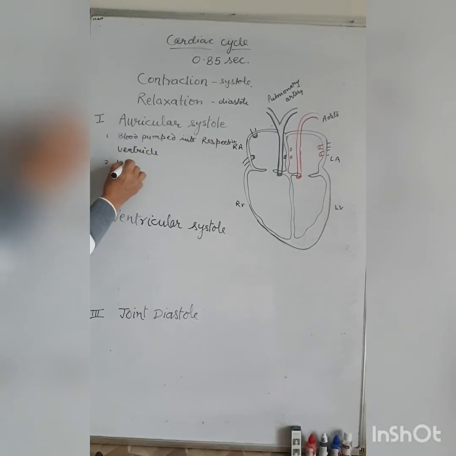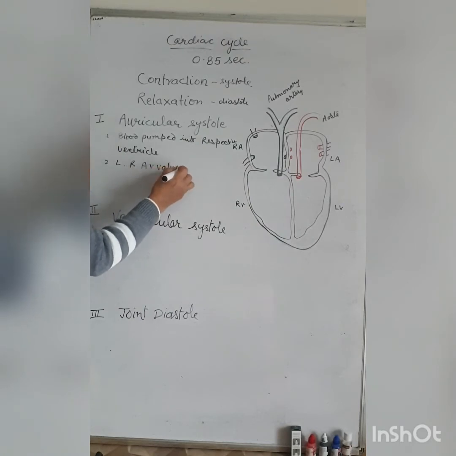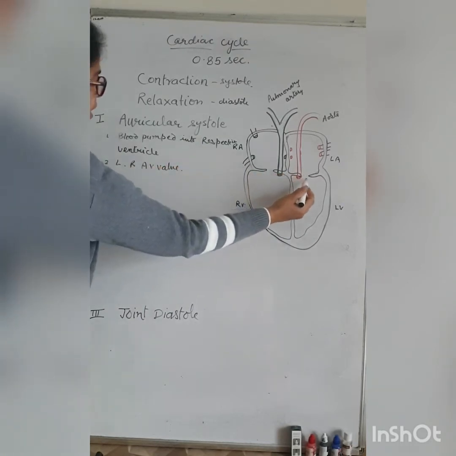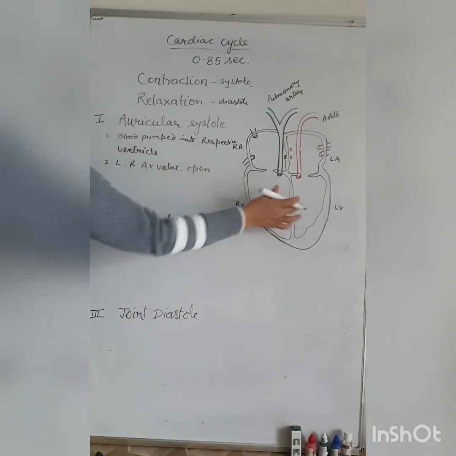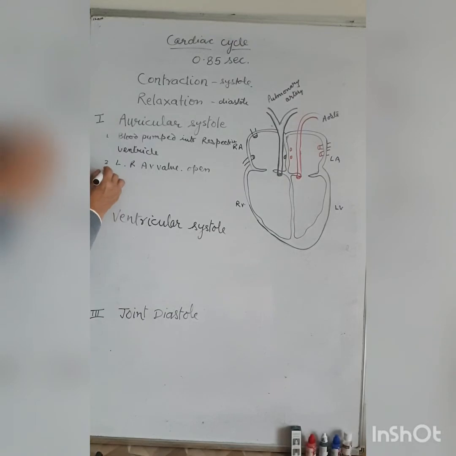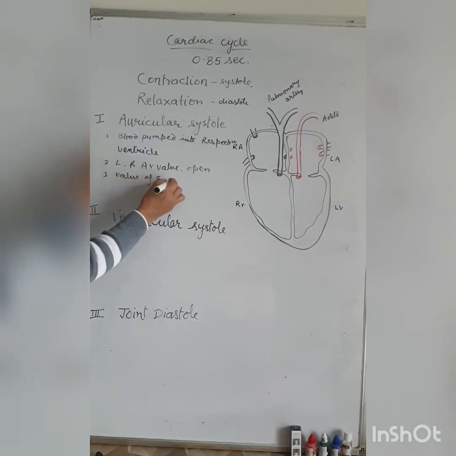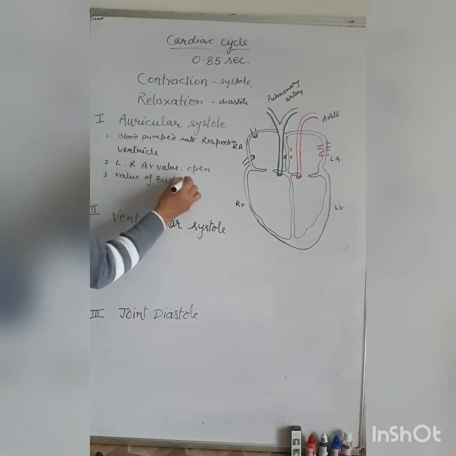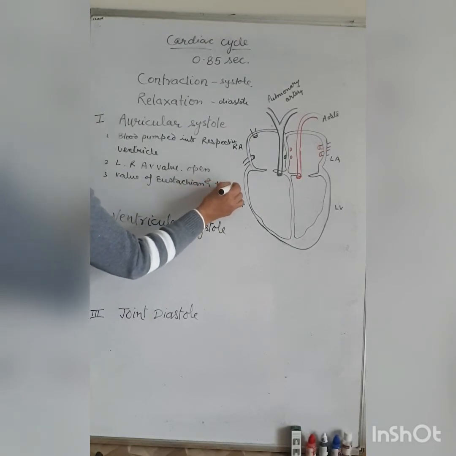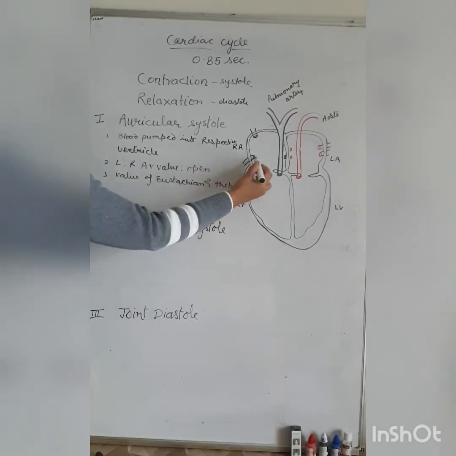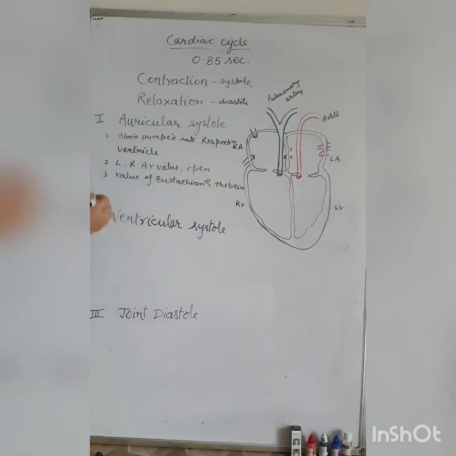Next, the right atrioventricular valve and the left atrioventricular valve open. So the blood comes into the ventricle. Next, the valve of Eustachian and the valve of Thebesius, meaning the valve of the inferior vena cava and the coronary sinus, close.